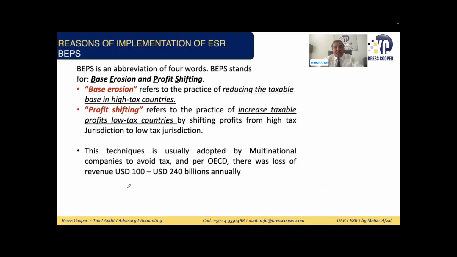Reason for implementation, there are two words. These two words are very important. One word is base erosion, the second is profit shifting. Base erosion and profit shifting is basically shifting the profit from the high tax jurisdiction to the low tax jurisdiction. The profit is being piled up in the low tax jurisdiction so that the company needs to pay lesser tax.